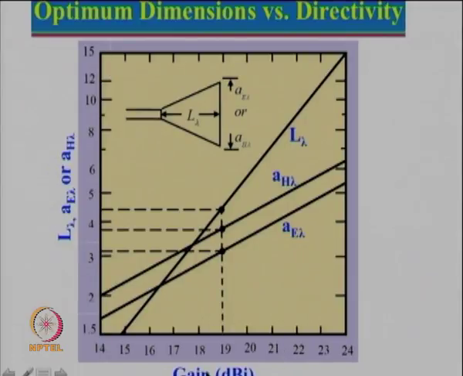So for example, we want to design an antenna at, let's say, 19 dB gain. All you need to do is draw the line vertically up. Corresponding to this, you find the value of L over lambda, which is the distance from here to here, which we have also given the nomenclature. This is known as the neck of the horn antenna. This is the mouth of the horn antenna, or you can say this is the aperture and this is the joint. So this distance is given by the term over here.